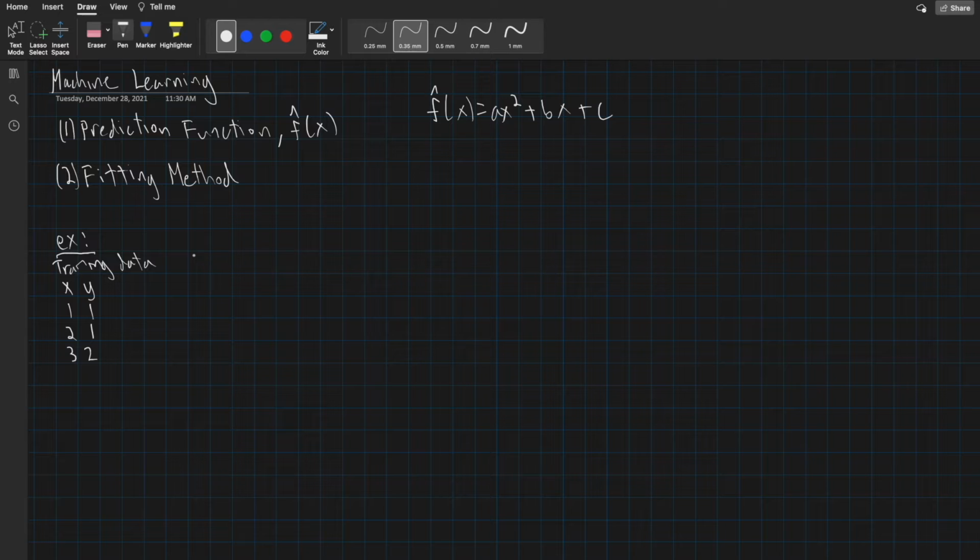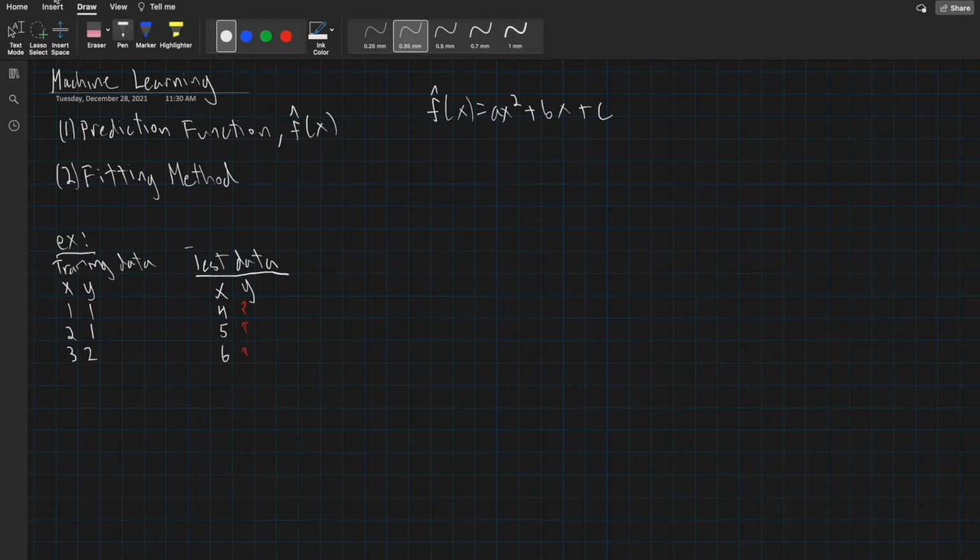So then there's often some test data. X and Y. And let's say 4, 5, and 6. So this test data, we don't actually know the outputs, the y value. So we're trying to create as good a model as possible just using the training data so that we can then apply this to our test data.